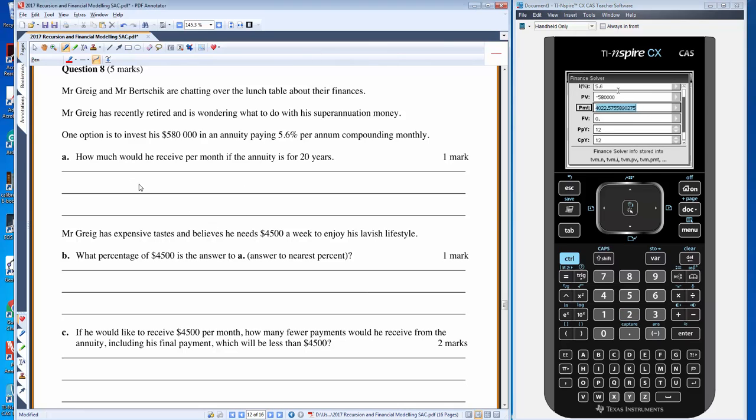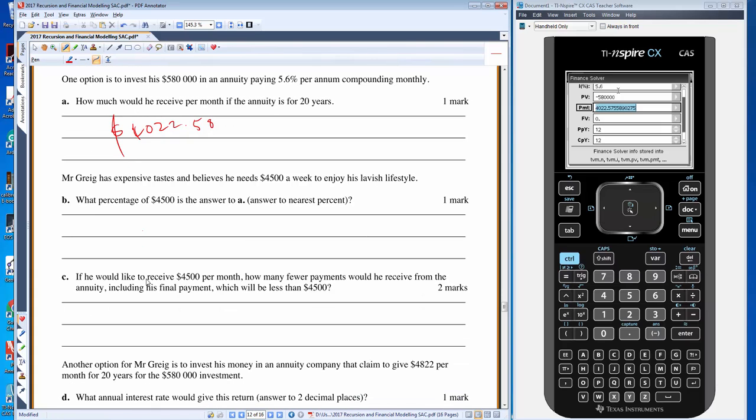So he could get $4022.58 per month, which is a pretty good living, depending on what your expenses are. Now, he believes he's got expensive tastes and thinks he needs $4,500 to enjoy it, so it's not enough. So what percentage is this of this?